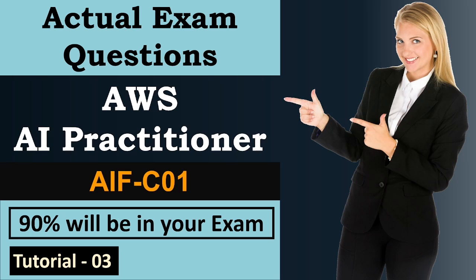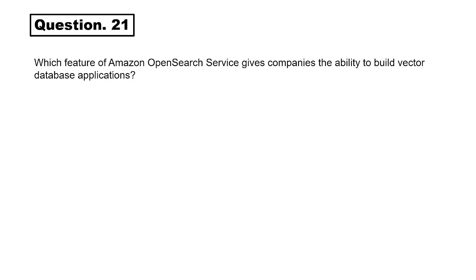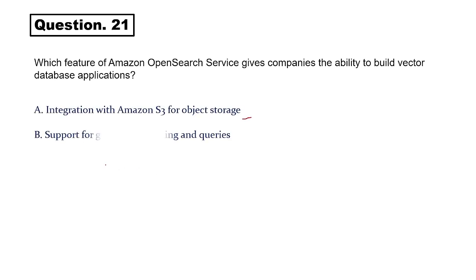This is going to be tutorial three for the series, actual exam questions for the AWS AI Practitioner exam. So let's start with question number 21 of the series. Which feature of Amazon OpenSearch Service gives companies the ability to build vector database applications? Here are the options.